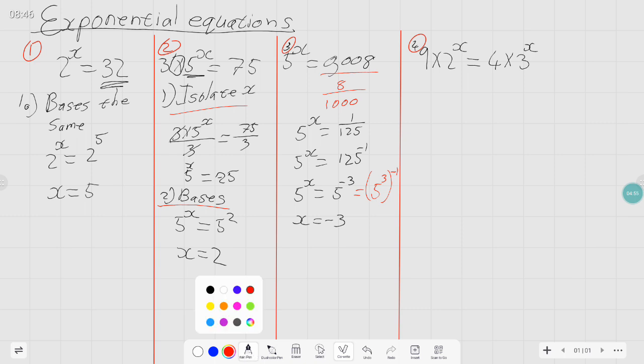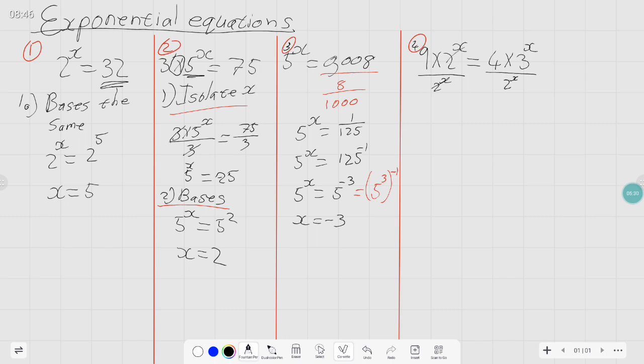Okay. Now, the next one. My rule is what? Isolate x. In this case, I've got x's on both sides. So what does that mean? I want to get all my eggs in one basket. I want to get all the x's on one side. So what will happen? I divide by 2 to the power of x. You could have divided both sides by 3 to the power of x. It will still give you the same idea.